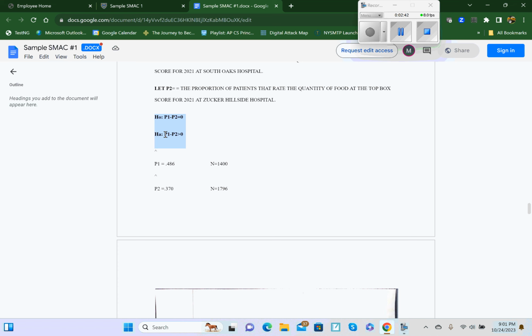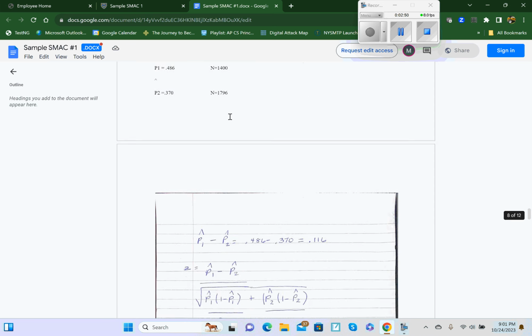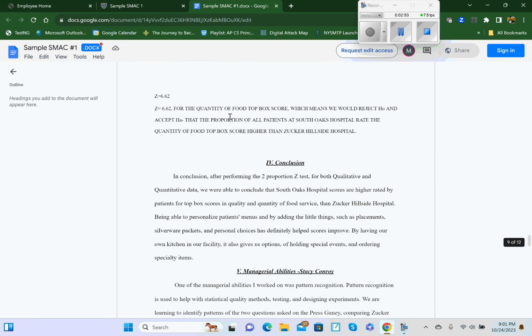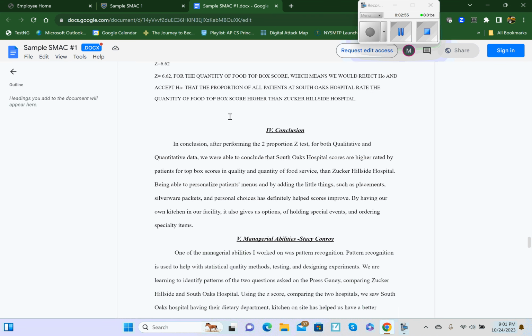Versus HA, P1 minus P2 is greater than 0, meaning that the proportion for hospital 1 was higher. That was South Oaks, just to remind you. And when they were done, they were able to conclude that South Oaks Hospital did have a higher proportion, or I should say a significantly higher proportion, of people who checked the top box than Zucker Hillside did.